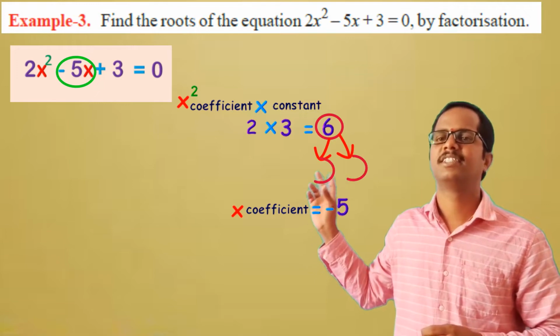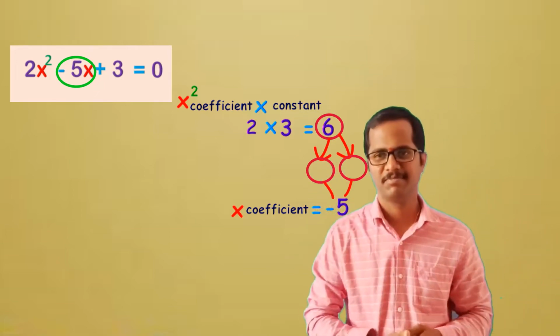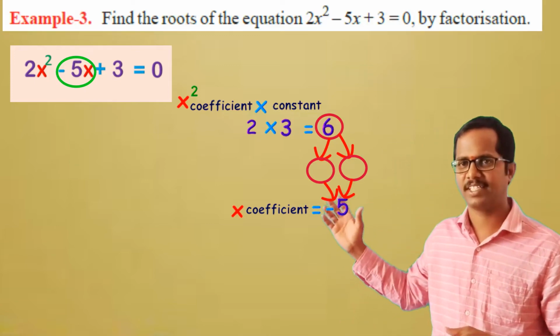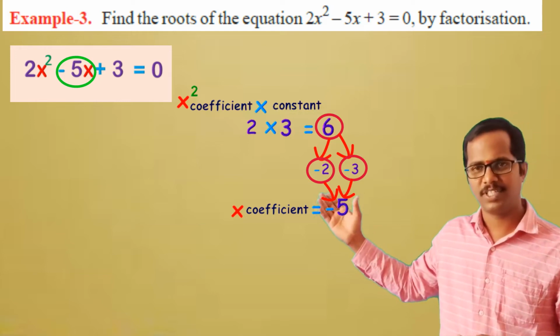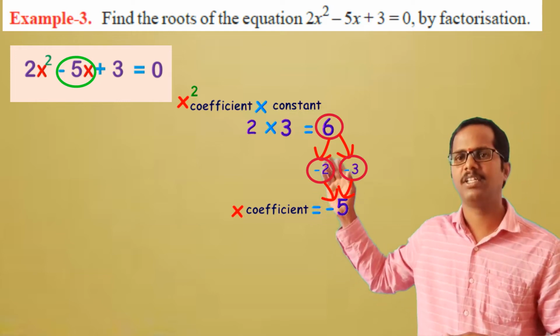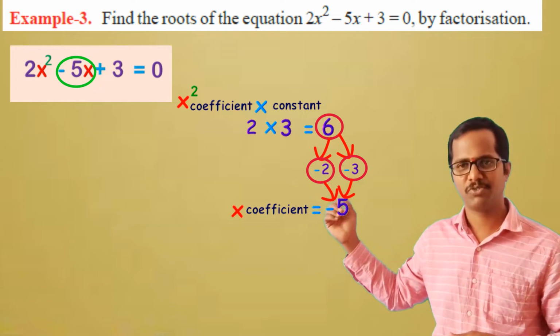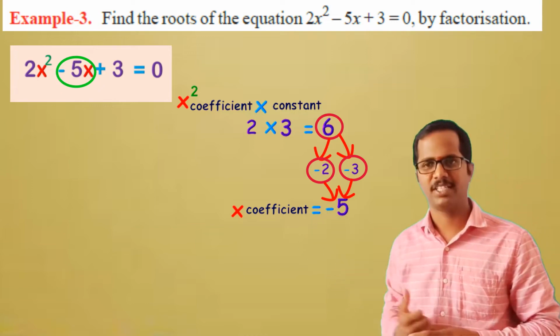Now think of what are the suitable pair of factors that we need to take here, such that the sum of those two factors must be equal to the x coefficient, that is minus 5. Shabash, very good. We have to take the pair of factors as minus 2 and minus 3. Why? Because the product of these two, minus 2 into minus 3, is equal to 6, and the sum of these two, minus 2 and minus 3, equals the x coefficient, that is minus 5.